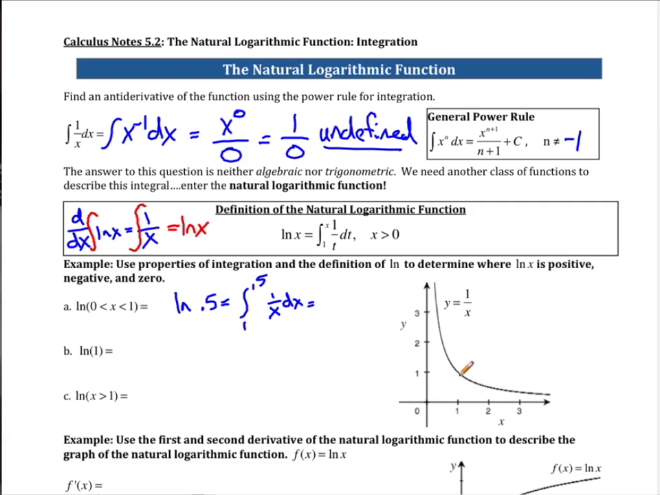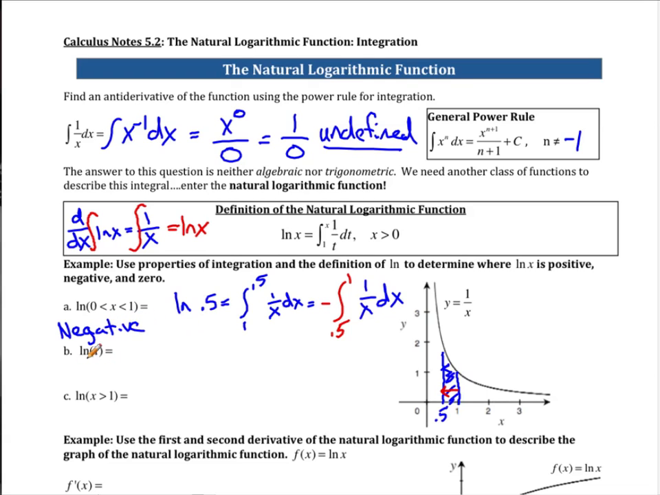And if we were to look at what's going on here, so we're going from 1 to 0.5, and so we get this area right here. And if we remember our properties, now we're going backwards, and so we would switch this around and be negative the integral from 0.5 to 1 of 1 over x dx. So looking at this area is going to be positive, but we have to take the negative because we had to switch our limits of integration. So this answer is actually going to be negative.